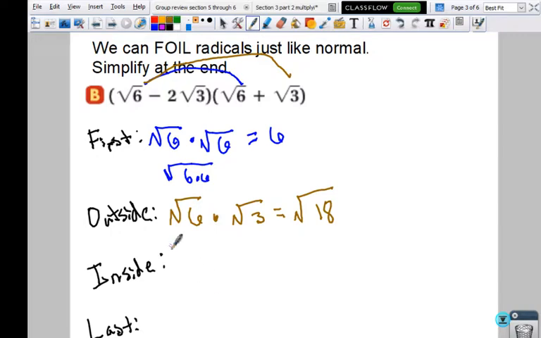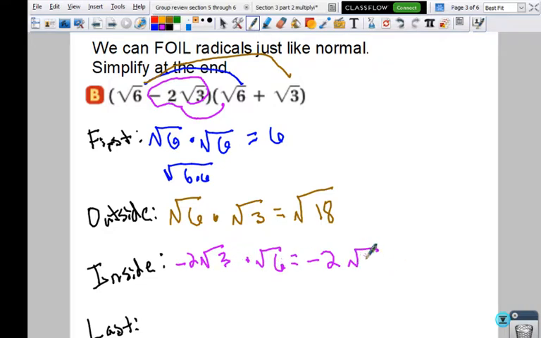So I did outside, inside is next. Be careful on the inside, it's not just 2 square root 3, I have to keep the negative with it. So for my inside, negative 2 square root 3 times square root 6. The only outside I have is negative 2, so I just go negative 2. Then I multiply the insides, 3 times 6 is 18. So I get negative 2 square root 18.